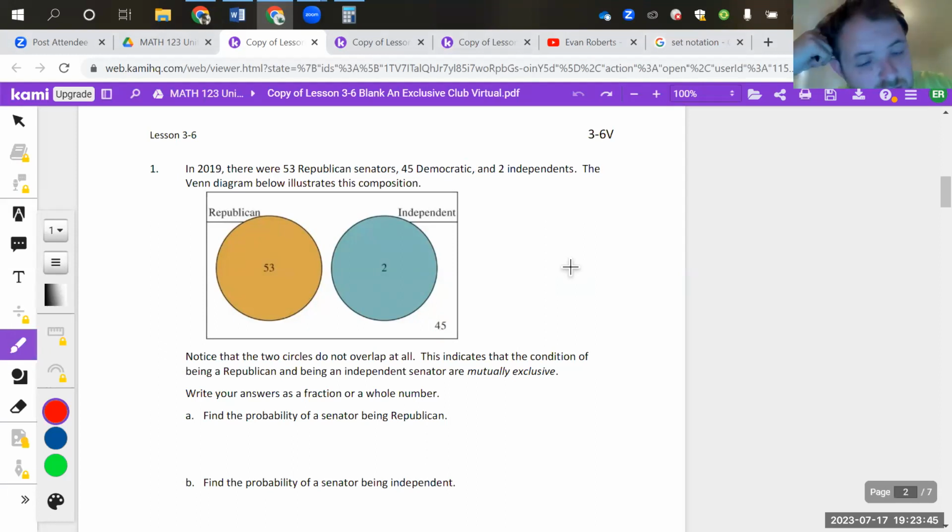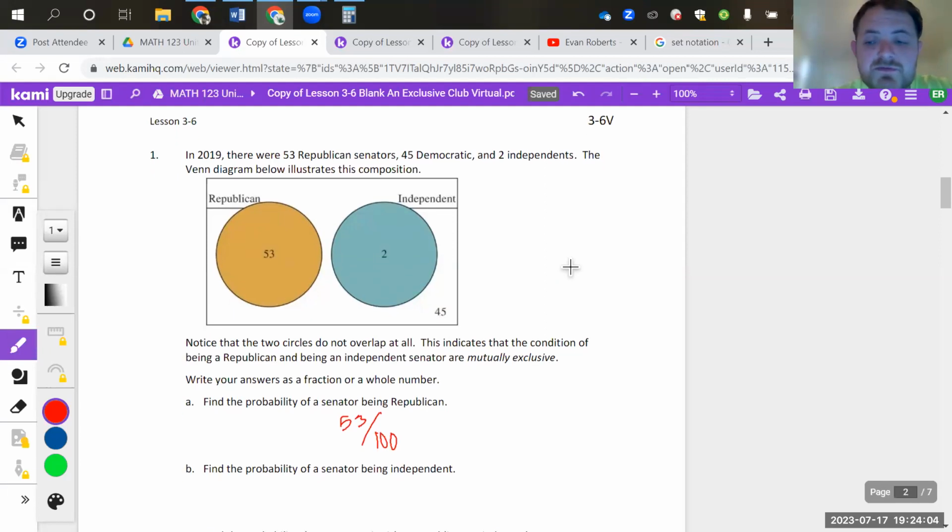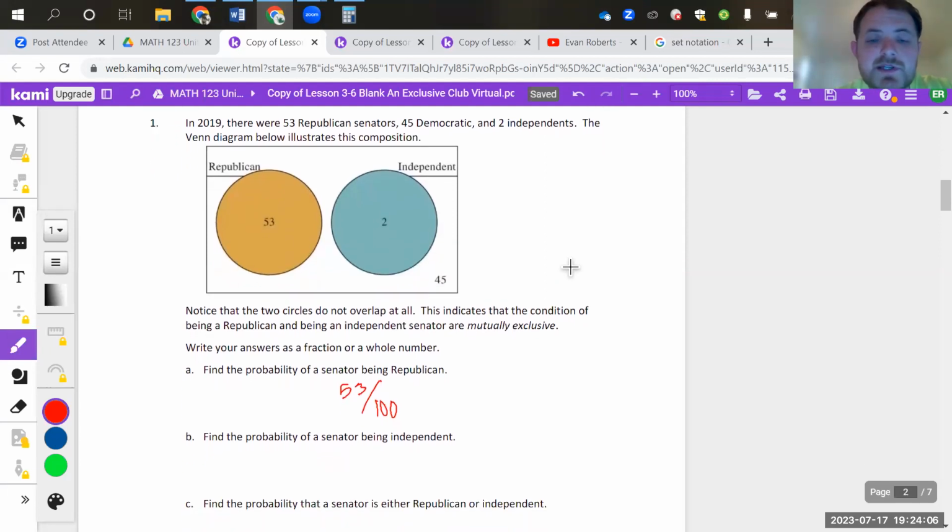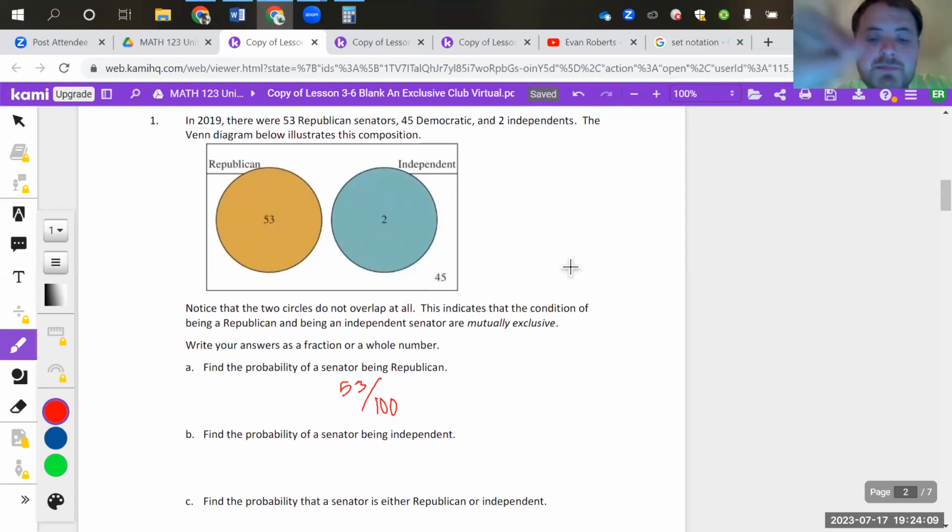So if we look at part A here, it says to find the probability that the senator is Republican. There's 53 Republicans out of, it looks like, is that 100? Yep, senators. And so that's just your division there, 53 out of 100. Find the probability of them being independent. There's only 2 independents. So again, it would be 2 out of 100. Both those numbers can get divided by 2. So that would be 1 out of 50.